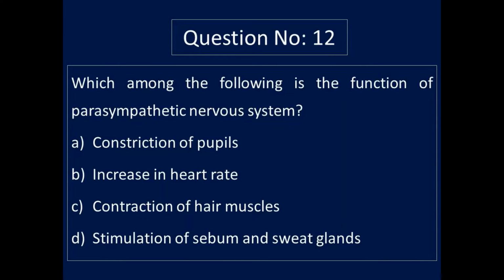12th question. Which among the following is the function of parasympathetic nervous system? Option A. Constriction of pupil, B. Increase in heart rate, C. Contraction of hair muscle, and option D. Stimulation of sebum and sweat glands. Right answer is option A. Constriction of pupils.